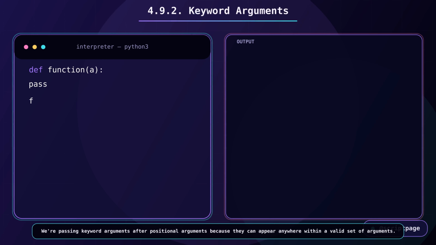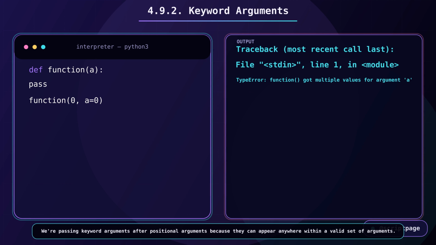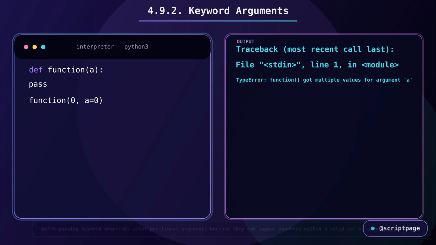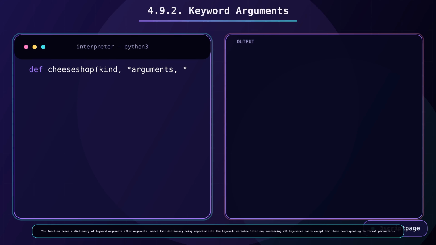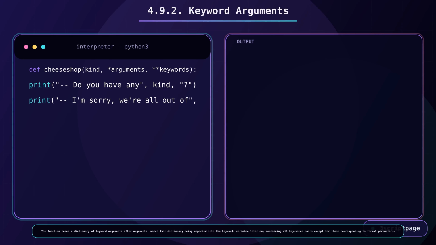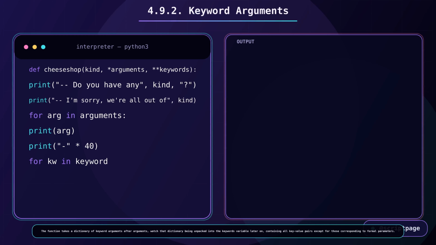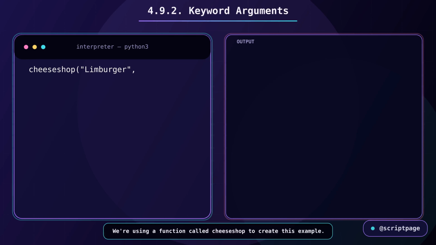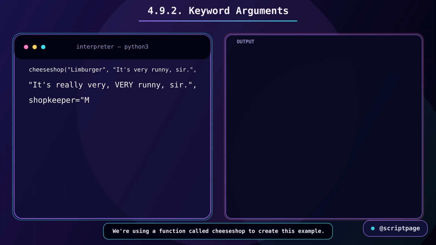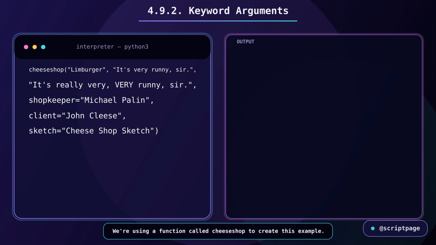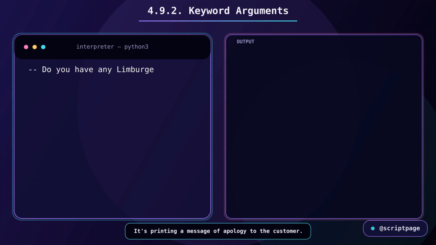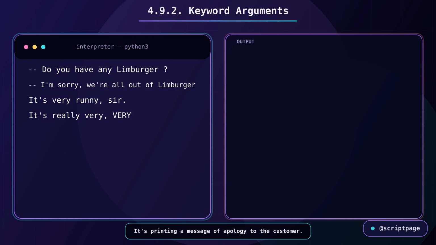We're passing keyword arguments after positional arguments, since keyword arguments must follow positional ones. The function takes a dictionary of keyword arguments after the formal arguments. Watch that dictionary being unpacked into the keywords variable later on, containing all key value pairs except for those corresponding to formal parameters. We're using a function called cheese shop to create this example. It's printing a message of apology to the customer.